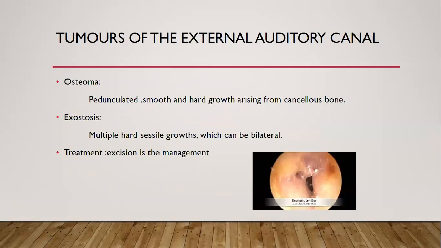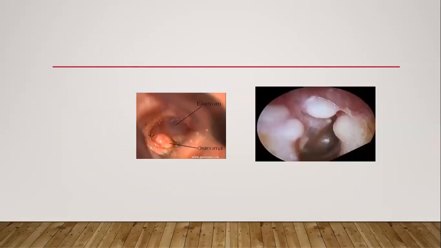First is osteoma. Osteoma means it is a pedunculated, smooth, and hard growth arising from cancellous bone. So it is one of the important tumors that can be seen in the external auditory canal. It will have an appearance of a pedunculated, smooth, and hard growth. This is a picture of osteoma.